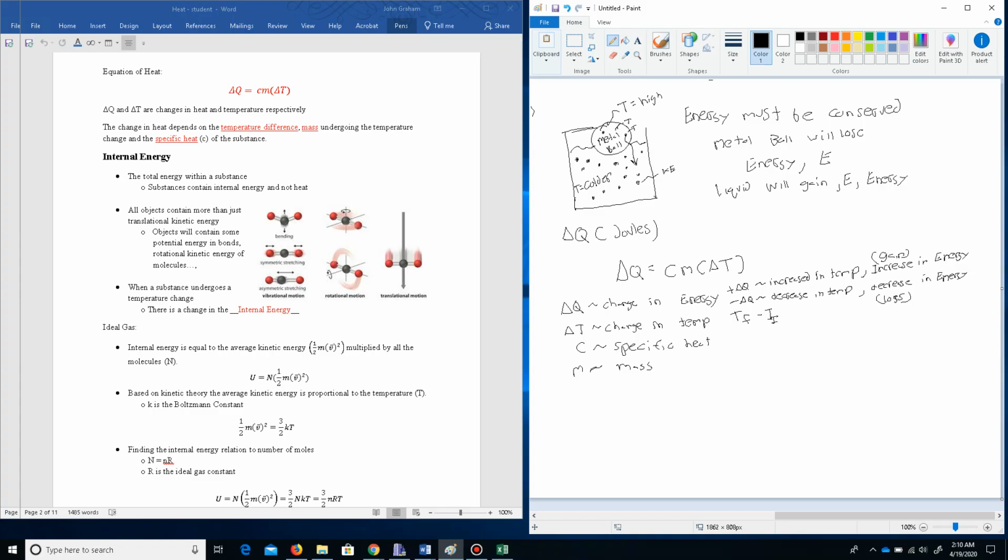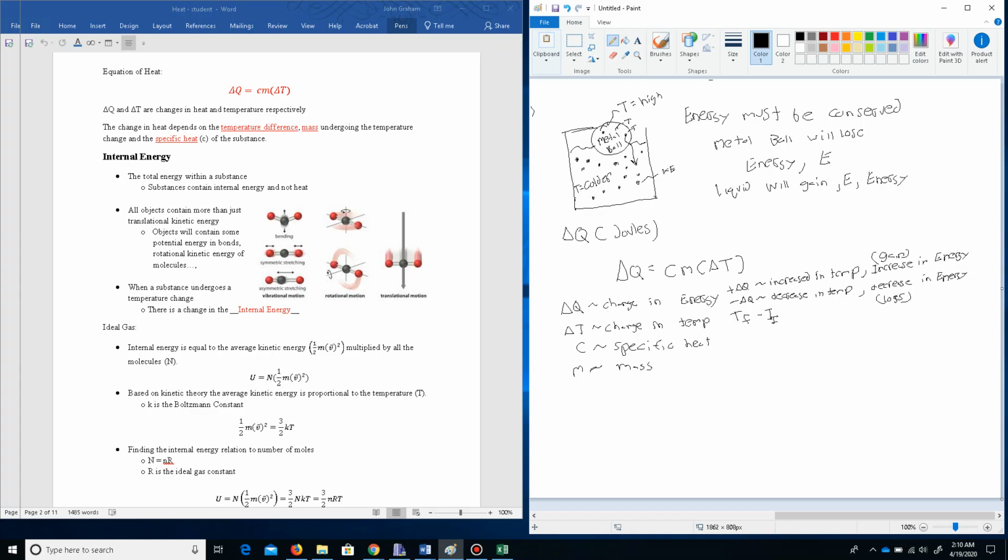So when a substance undergoes a temperature change, there is a change in internal energy. If we want to look at the ideal gas law real quick, the internal energy is equal to the average kinetic energy multiplied by all the molecules N, the number of particles. So U is the internal energy. This is equal to the number of particles times 1/2 m times the average velocity squared. This is the average kinetic energy.